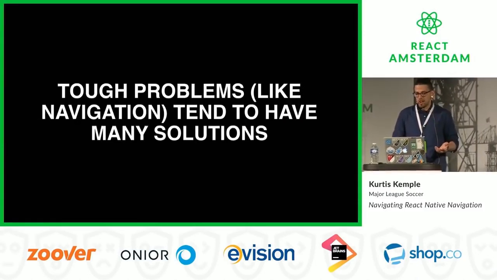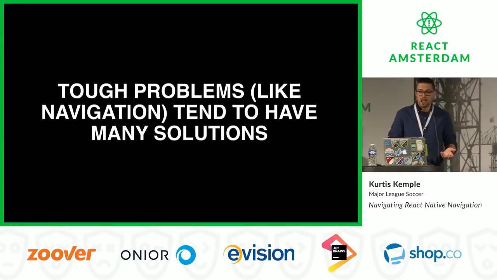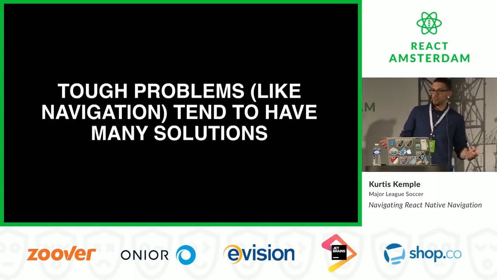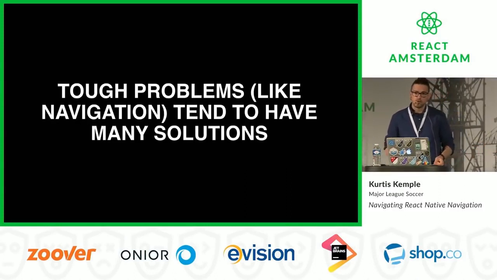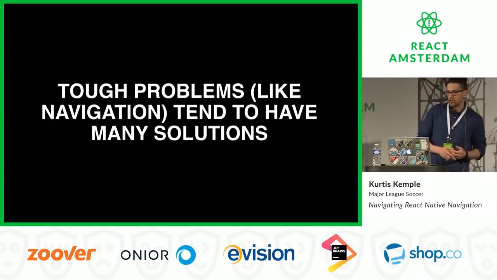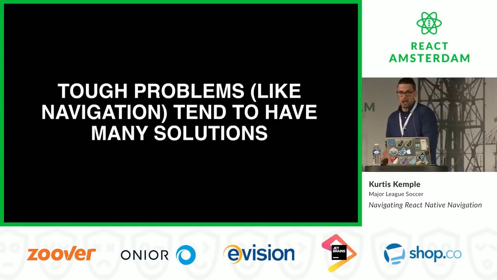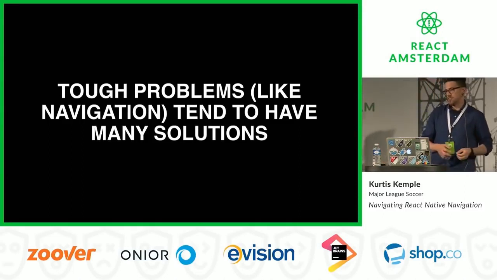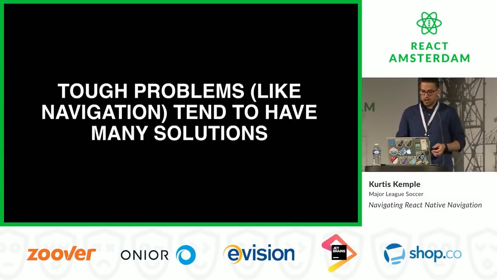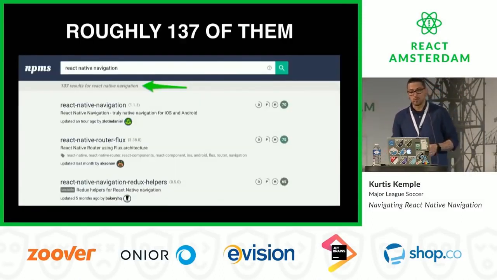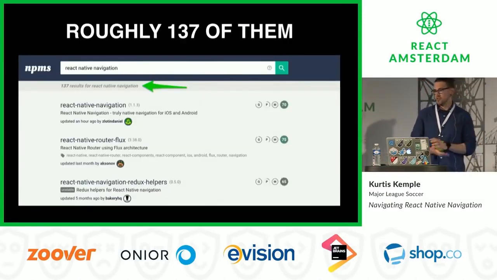And the reason why is because tough problems like navigation tend to have many solutions, right? Everybody has different requirements or different ideas about how routing should be handled. It should be embedded in the app. It should sit outside of my business logic. So it gets tough, right? And we found out that there were roughly 137 solutions, all right?